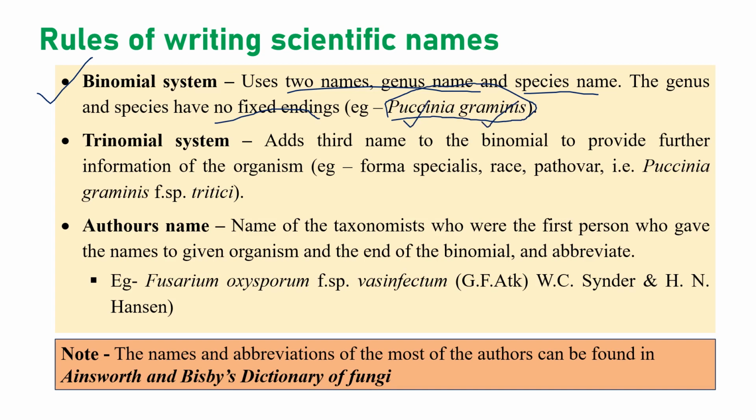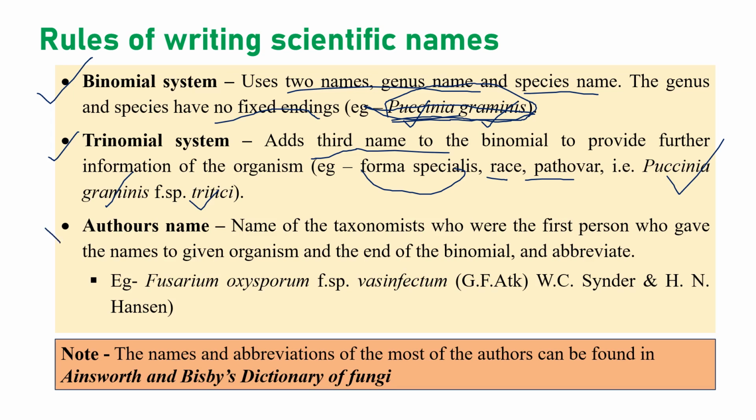The next one is the trinomial system or trinomial nomenclature, which means three names. Adding a third name to the binomial provides further information about the organism, maybe the form of species, races or pathovars and all those things. For example, Puccinia graminis forma specialis tritici. Puccinia is the genus name, graminis is the species name, forma specialis tritici. This is a trinomial system of nomenclature.